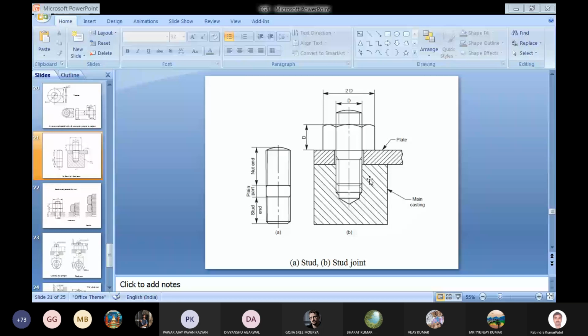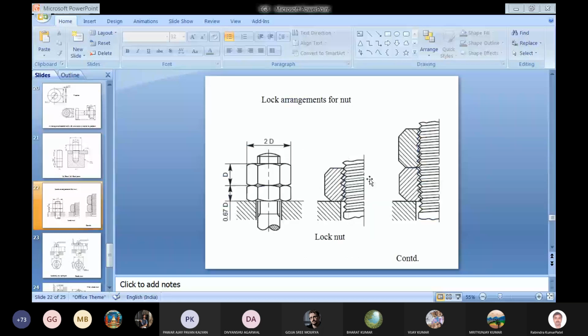There are locking arrangements for the nut. Whenever we use a nut, due to the working of the machinery, there is loosening of the nut, and when there is loosening, it may fall somewhere, and that may damage personnel around the nuts where it is used, because it may run from there for a long distance, so it can hit someone. To avoid this, we use a locking arrangement.